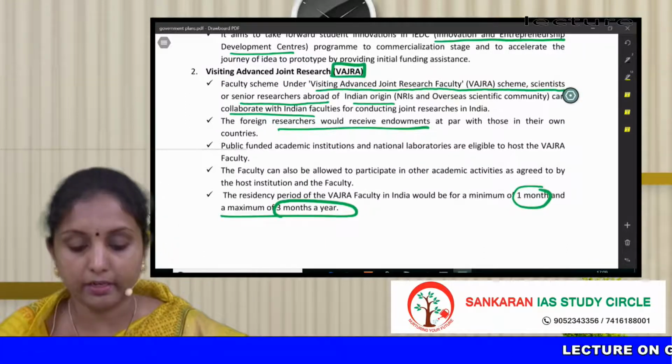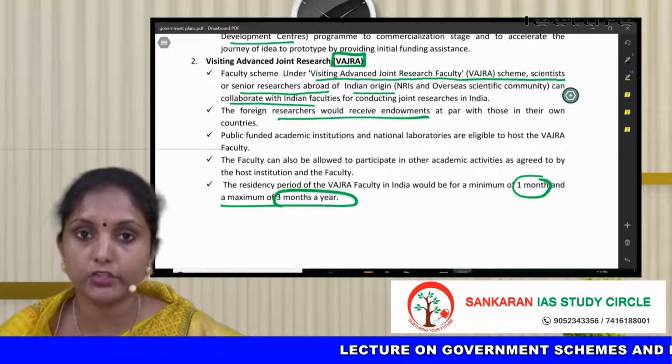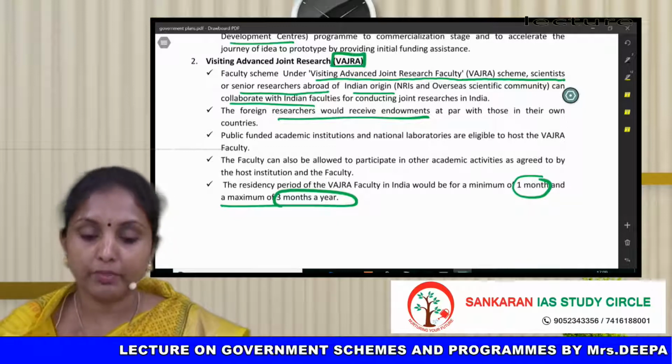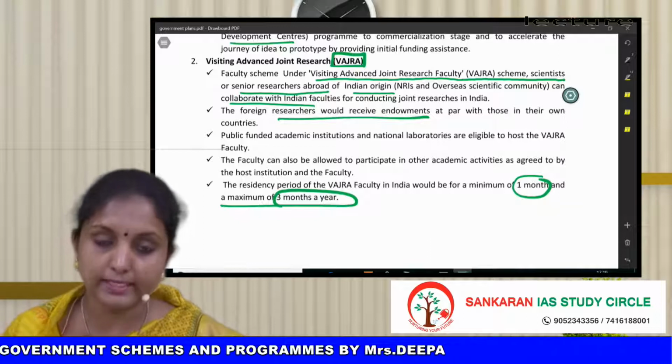Within that period, they will be helping, or giving ideas to those people who are working here, and both of them will share their ideas and views relating to scientific fields.